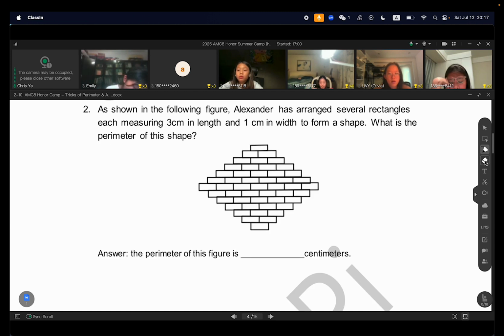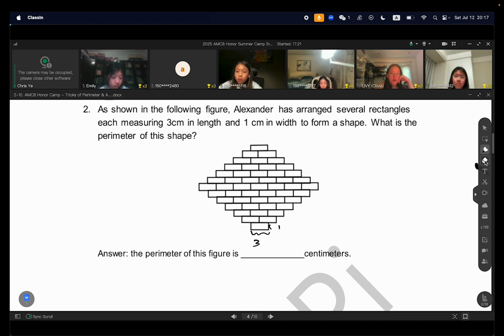But now let's move on to the next question, and this actually uses more of the translation concept. As shown in the figure, Alexander has arranged several rectangles, each measuring 3 centimeters in length, so this is going to be 3, and 1 centimeter in width, so this is going to be 1, to form a shape. What is the perimeter of this shape?